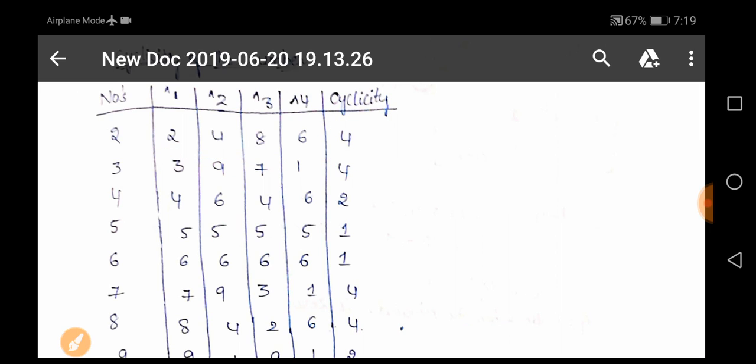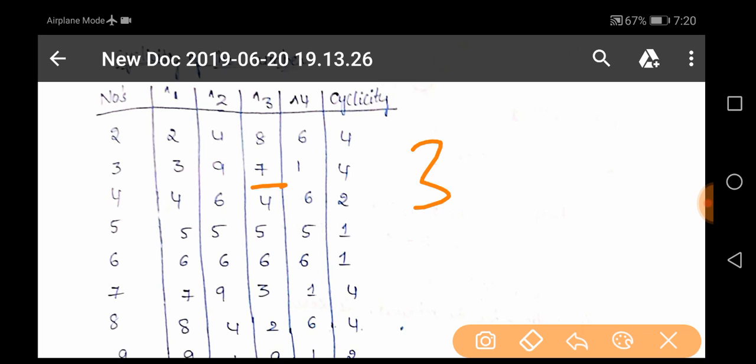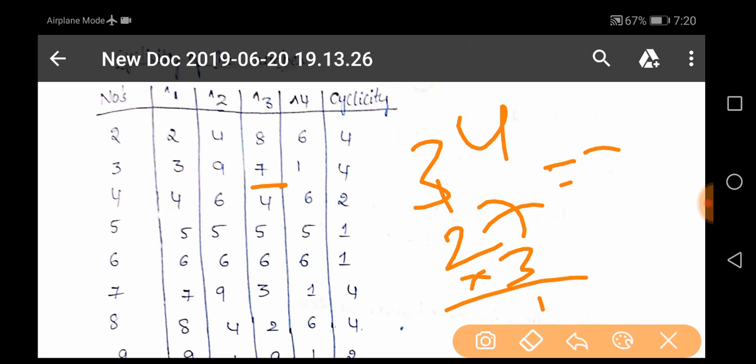So coming to 3. 3 power 1 is 3, 3 square is 9, 3 cube is 27, so the last digit is 7. 3 power 4 is 81, so the last digit is 1. Then again 3 power 5 has the unit digit 3. So it repeats, and the cyclicity will be 4.